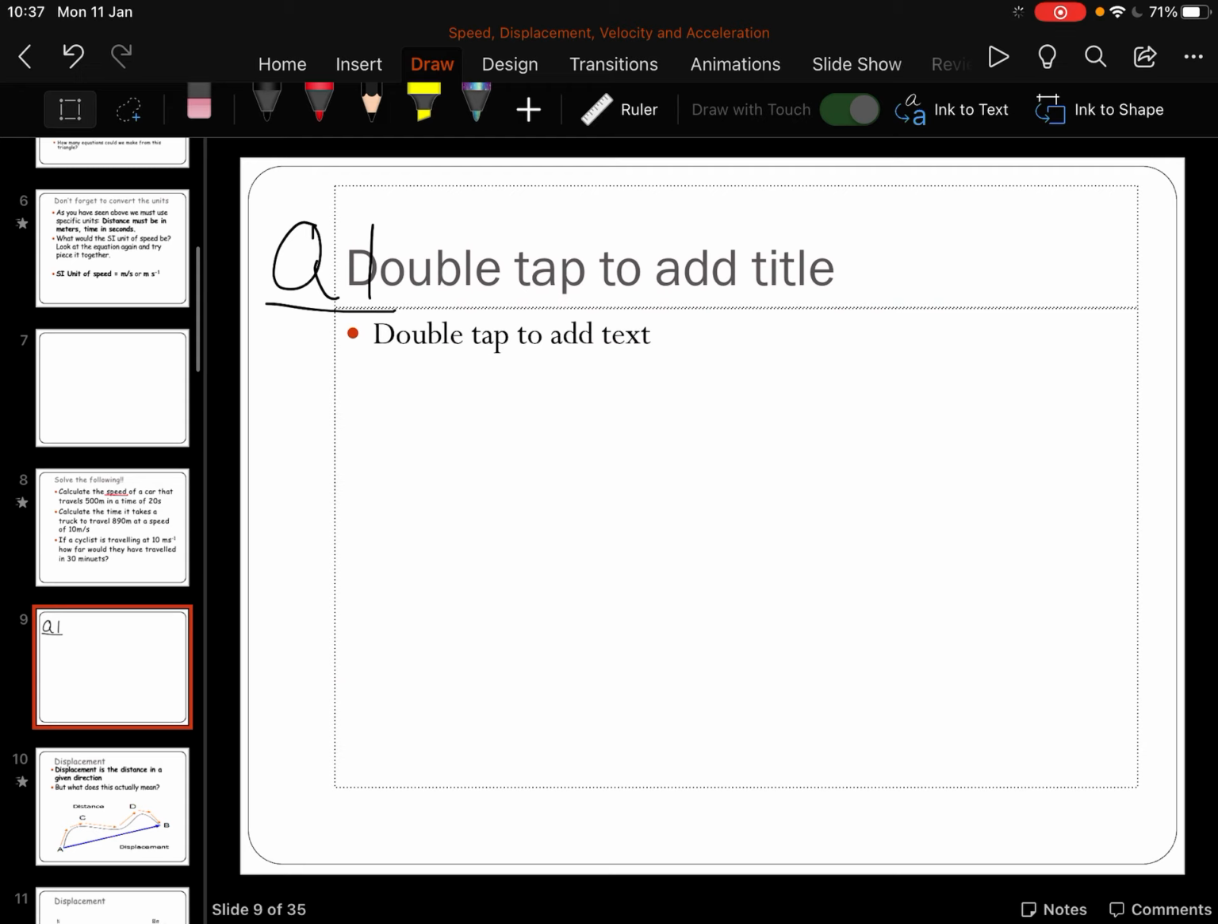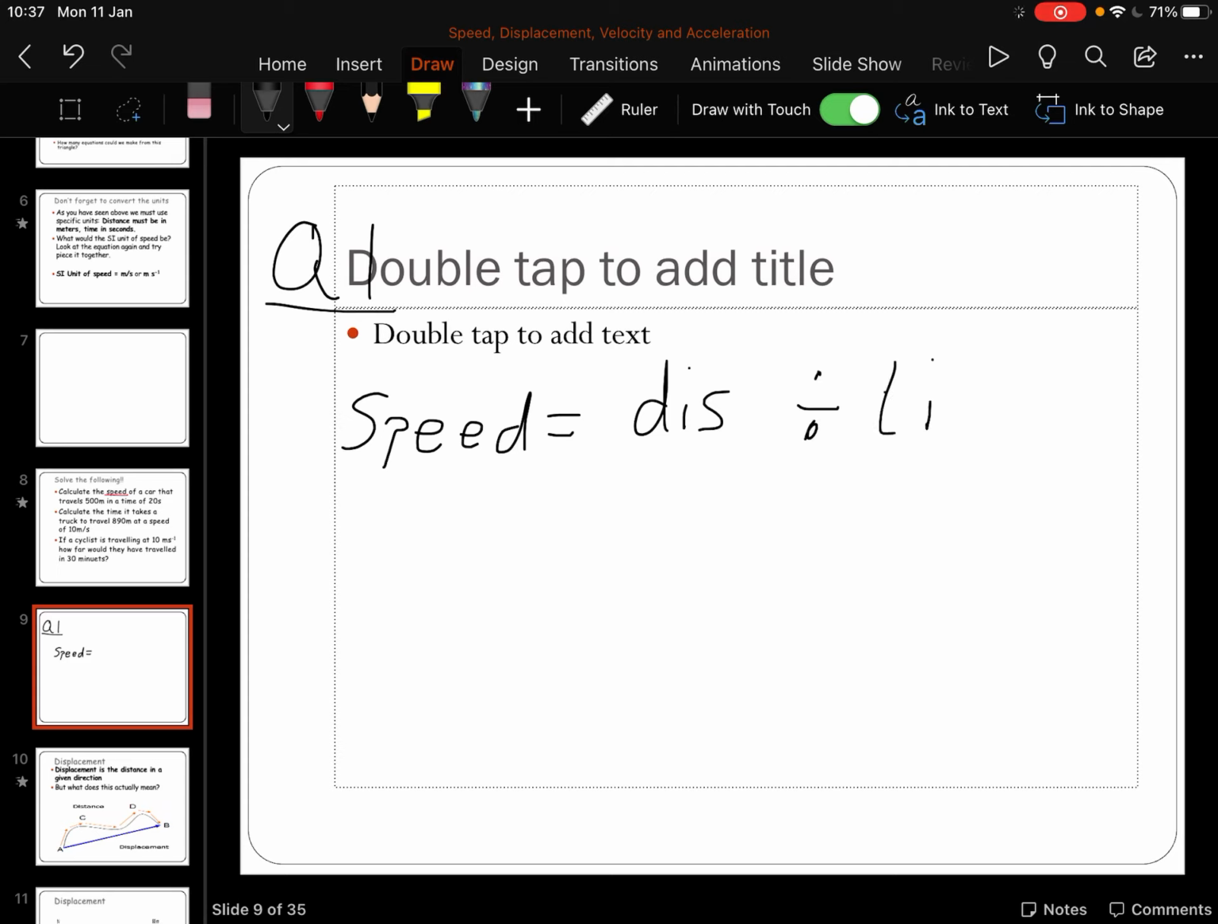So let's go back here now. Okay, so we were asked to calculate the speed. So speed equals distance divided by time. Always state your equation in physics. Always state your equation. Okay? If you skip that step, you'll probably make a mistake. All right? That's why you state it.